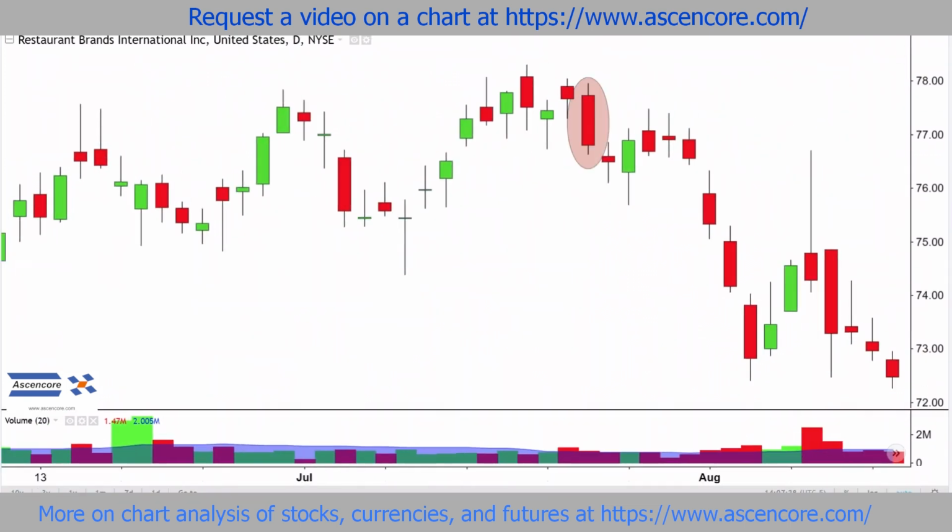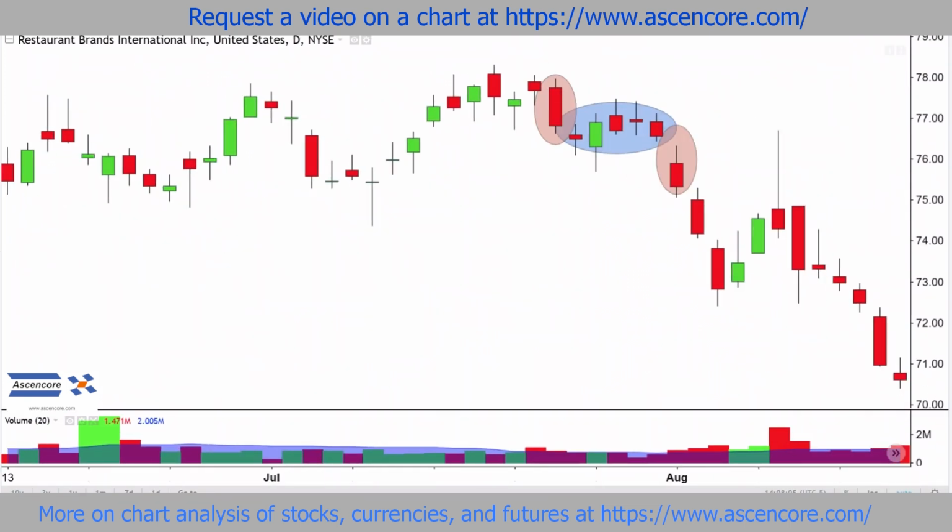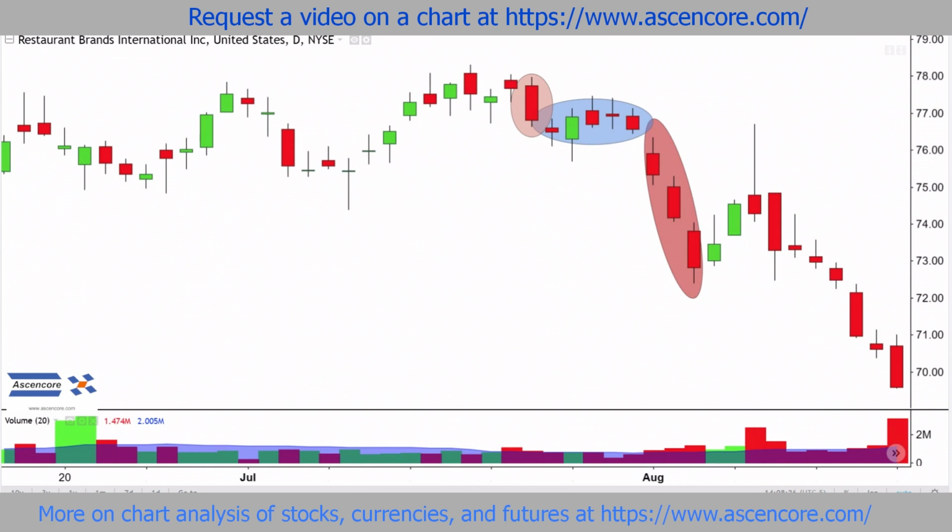Sometimes the beginning and/or end of a 3 methods falling pattern can be made up of multiple red candles instead of one single large red candle. This may even extend to incorporating 3 black crows price action.